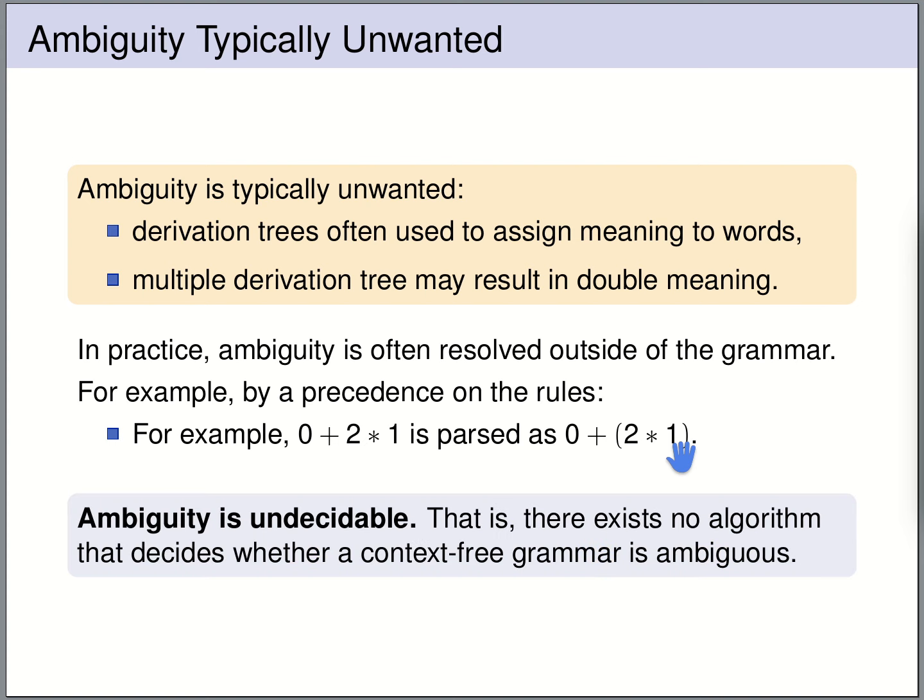Ambiguity is a property that is undecidable. So for context-free grammars, there cannot exist a program that takes a context-free grammar as input and tells whether the grammar is ambiguous or not. We will later indeed prove that it is impossible to write such a program. So ambiguity is an undecidable property.